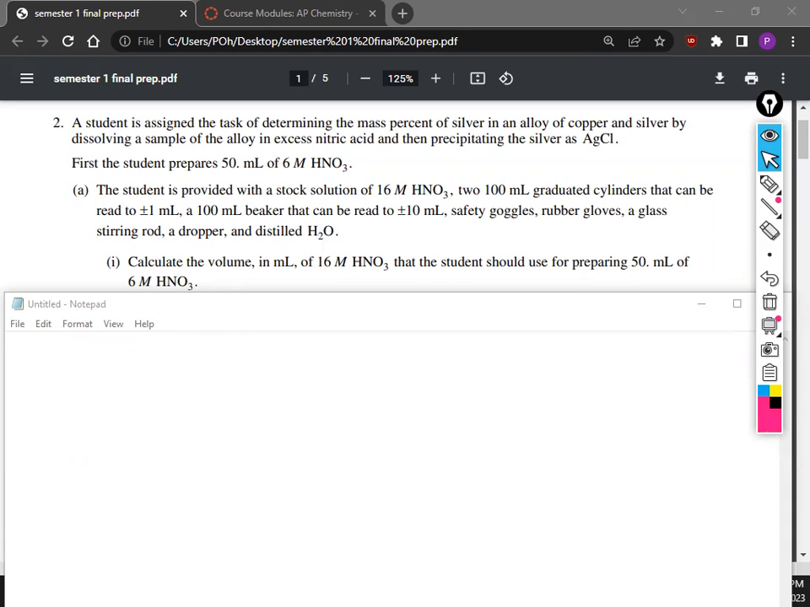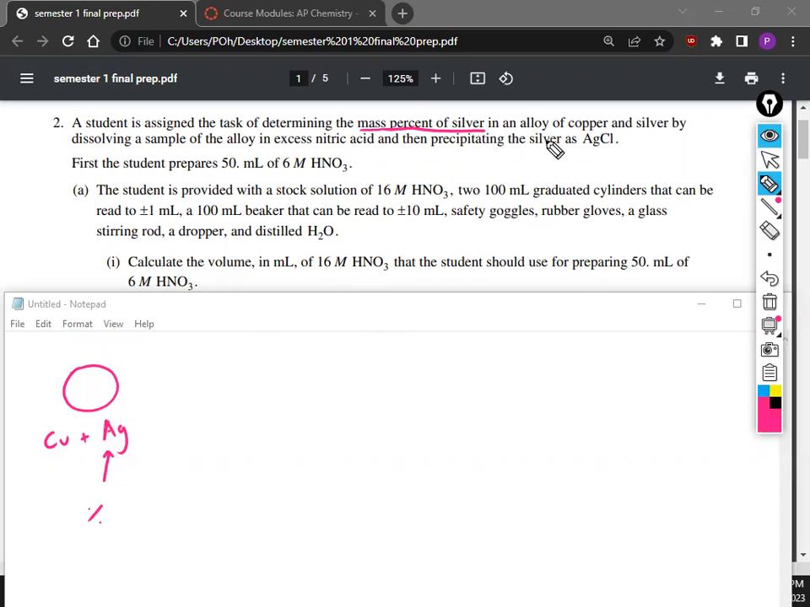Thank you. Okay, and so let's go over the premise. Basically what this is telling us is that a student gets a chunk of metal and it's an alloy. So it's made out of copper and silver. And basically the student is looking for the mass percent of silver. So what's the percentage of silver inside of the original alloy? That's kind of the scenario.